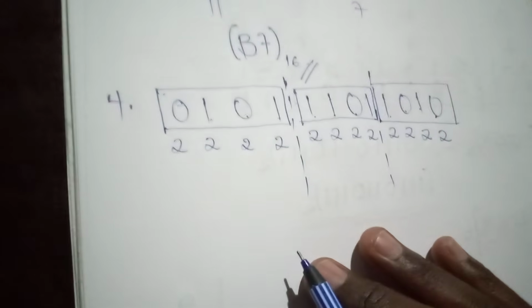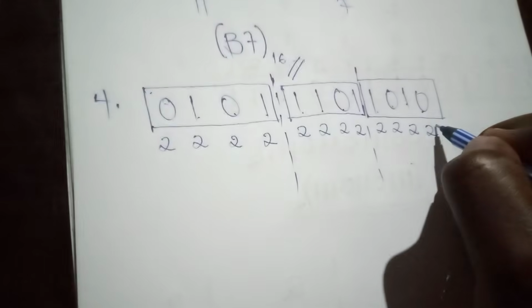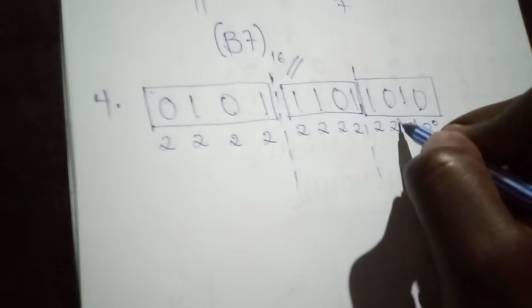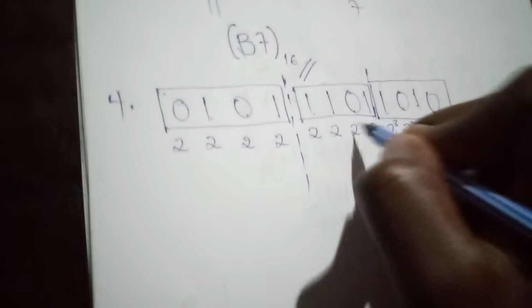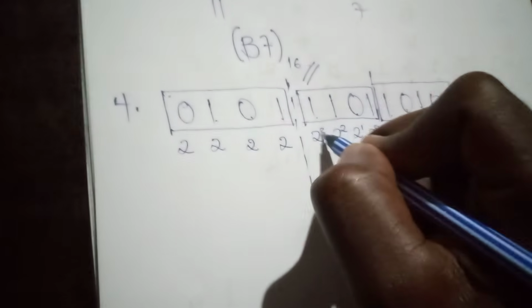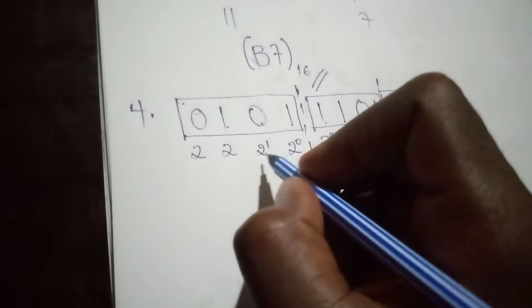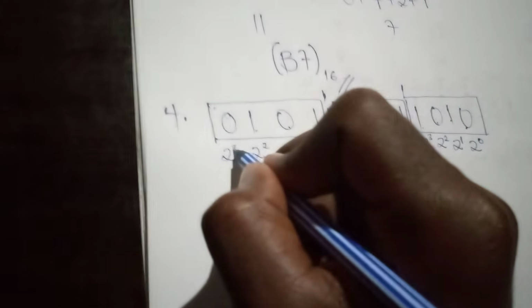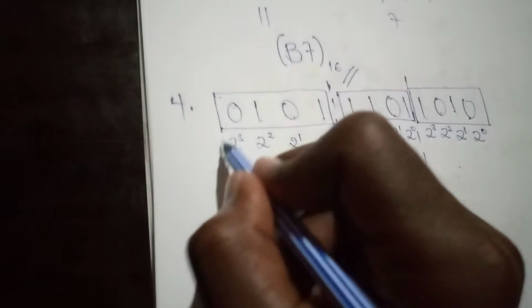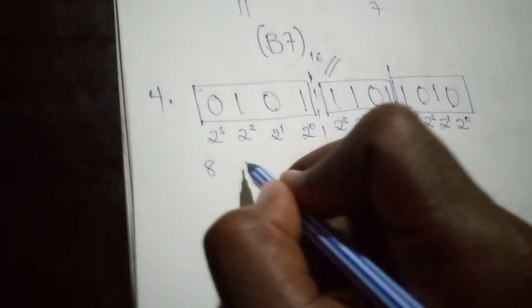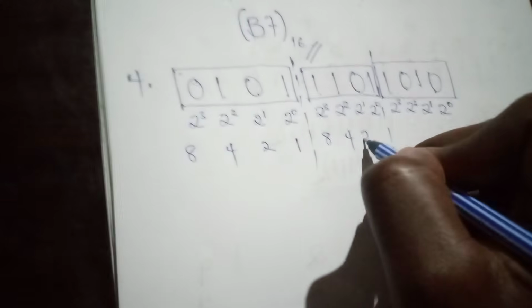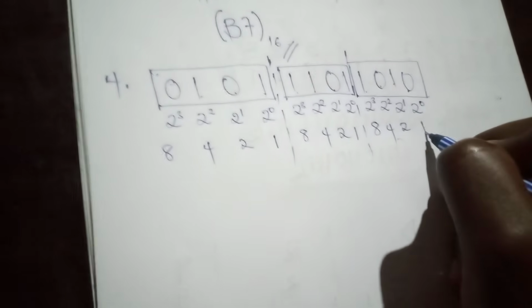Now from there, assign the powers starting from 0 going up. That is 0, 1, 2, 3. 0, 1, 2, 3. 0, 1, 2, 3. When you simplify that, that is 8, 4, 2, and a number raised to power 0 is 1. So 8, 4, 2, 1, 8, 4, 2, 1, like that.